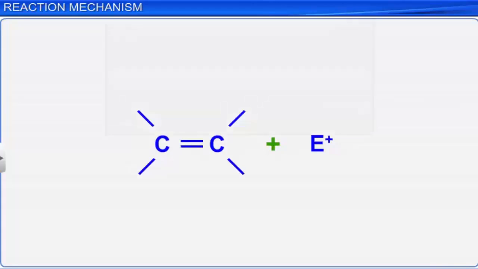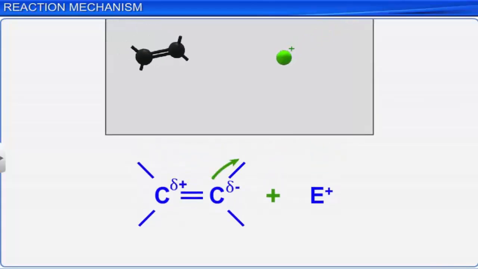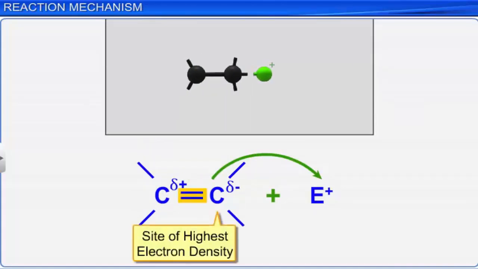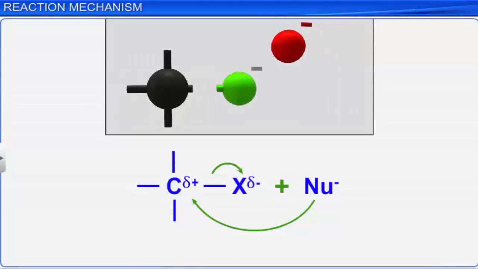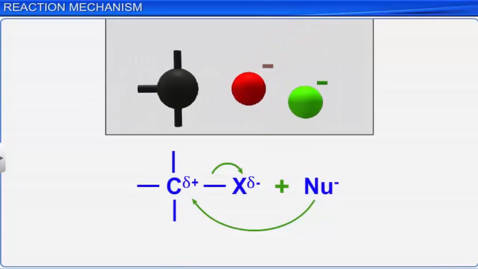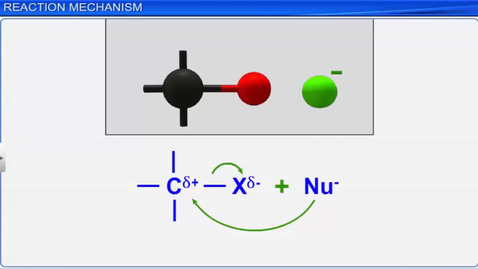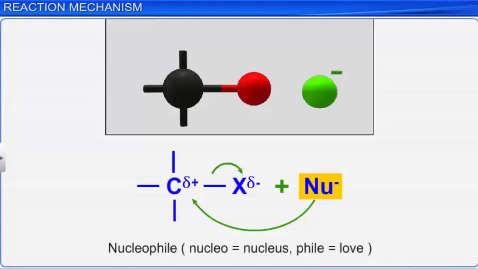Electrophiles always attack the substrate molecule at the site of maximum electron density. An electron-rich reagent that donates electrons to the positive or electron-deficient site in a compound is called a nucleophile. A nucleophile is a nucleus-loving species, as it is electron-rich.